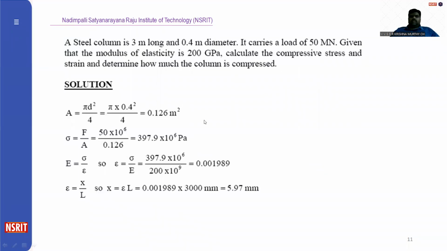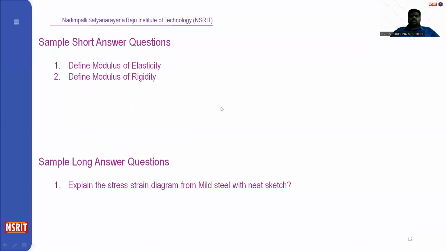Similarly, you solve one more example. Short answer questions: define modulus of elasticity and modulus of rigidity. Explain the stress strain diagram for mild steel at each stage.